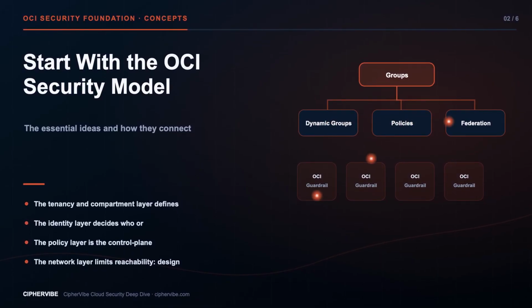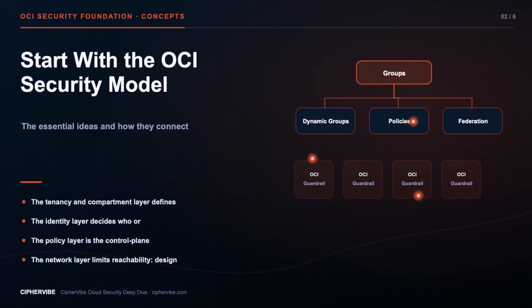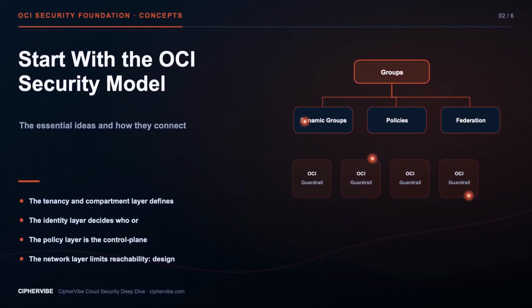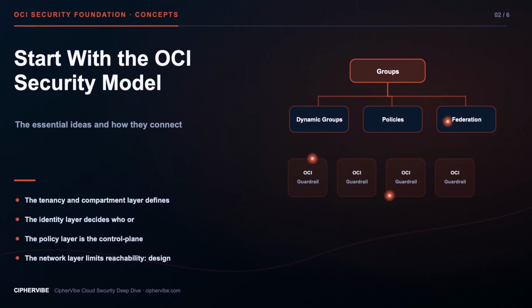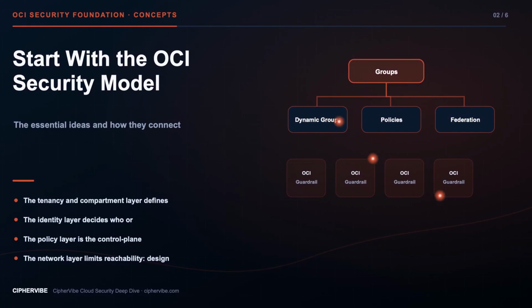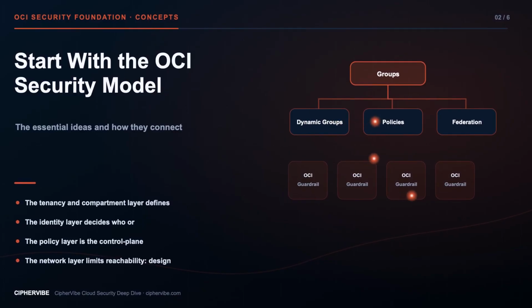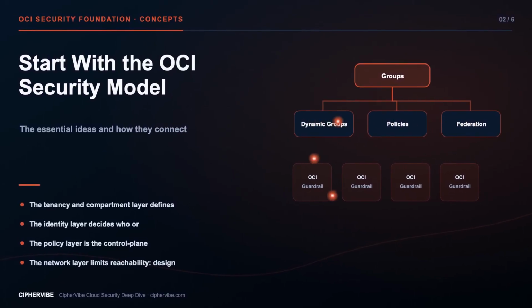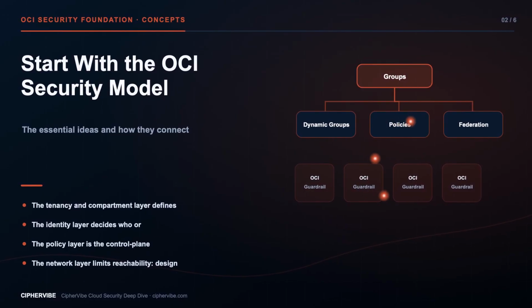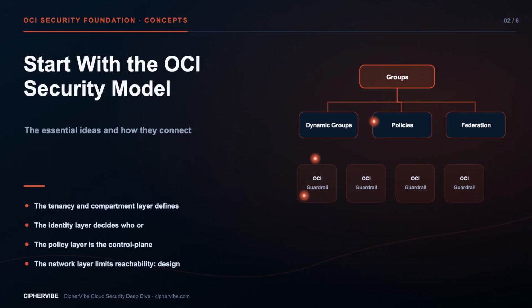Second, the identity layer decides who or what can act. Use identity domains, groups, dynamic groups, federation, MFA, short-lived access patterns, and least privilege policies instead of broad tenancy-level access. Third, the policy layer is the control plane contract. OCI policies determine which subjects can inspect, read, use, manage, or administer resources in a compartment, so scope statements carefully and review inherited access.